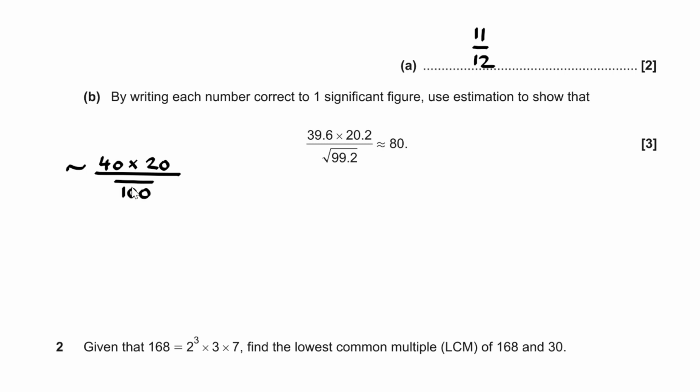So what we have over here then is 40 times 20 over the square root of 100. So we have 800 over 10. 800 over 10 is simply 80. And therefore, this is exactly what we wanted to show.